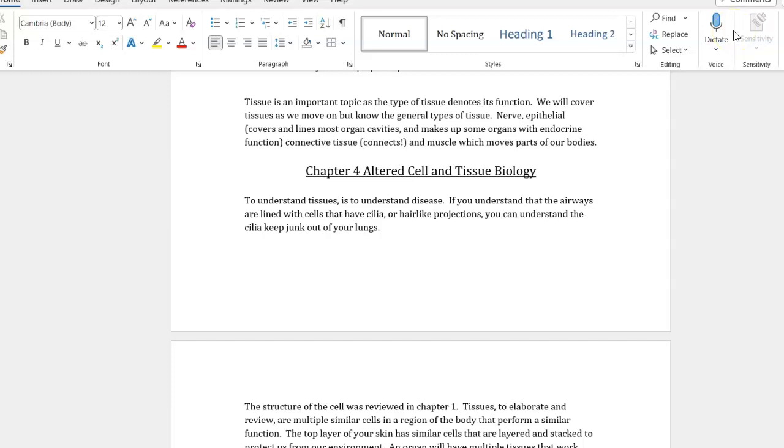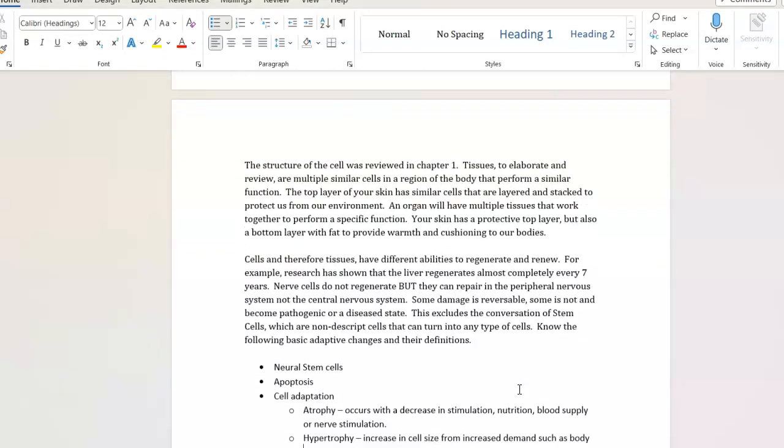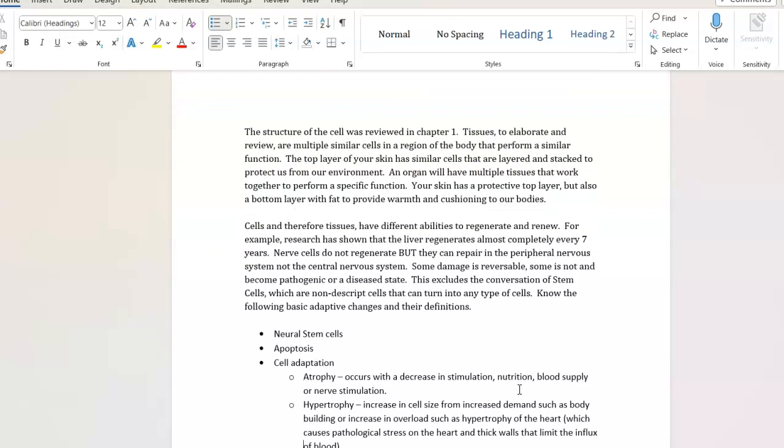Now, in a tissue, we have multiple similar cells that function the same. If we have two or more tissues, we have an organ. Okay, and an example of tissue I said was the top layer of the skin. We have multiple cells stacked on each other to provide a protective layer. In an organ, we'll have multiple tissues that work together to perform a specific function. Just like your skin, you have a top layer, which you may remember is called the epidermis, and a bottom layer, which is called the hypodermis. There's the dermis as well, but just to give you two examples.